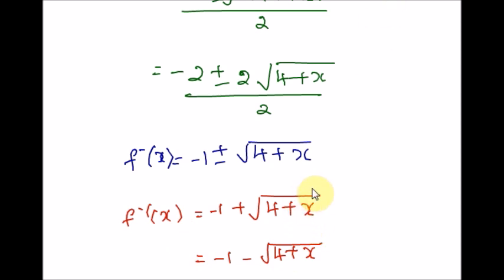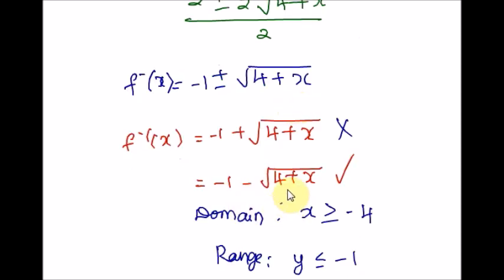For the square root to be defined, the domain must be x greater than or equal to negative 4. Recall that the domain of the original function was x less than or equal to negative 1 and the range was y greater than or equal to negative 4. So to choose the inverse function that matches, you will need to choose the second solution because only this has the reciprocal. f inverse of x is equal to negative 1 minus the square root of x plus 4 as the correct inverse function.